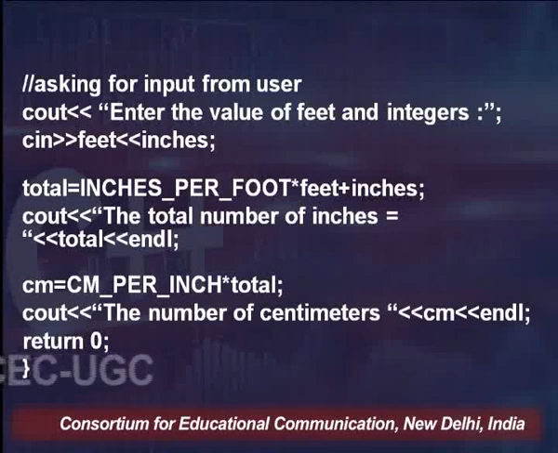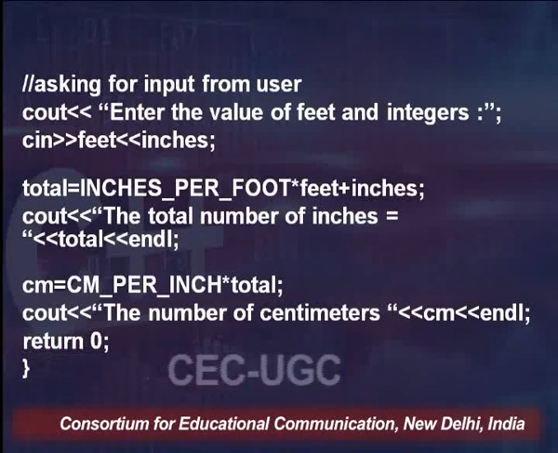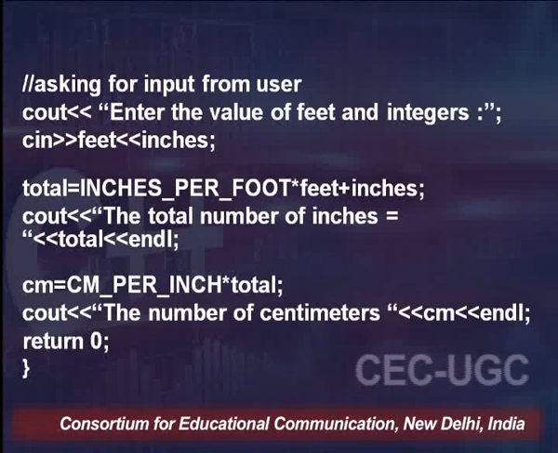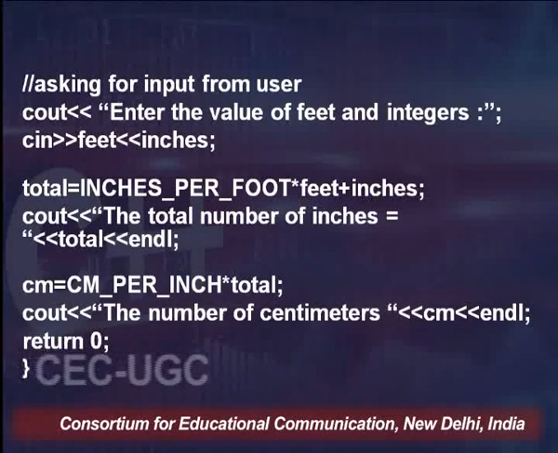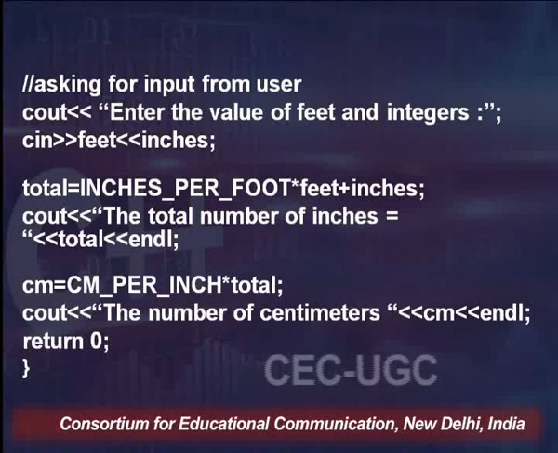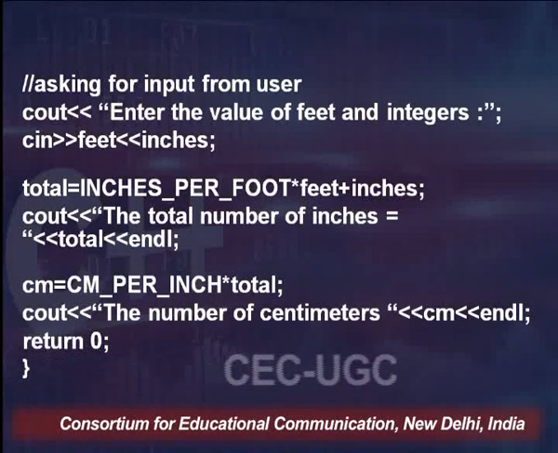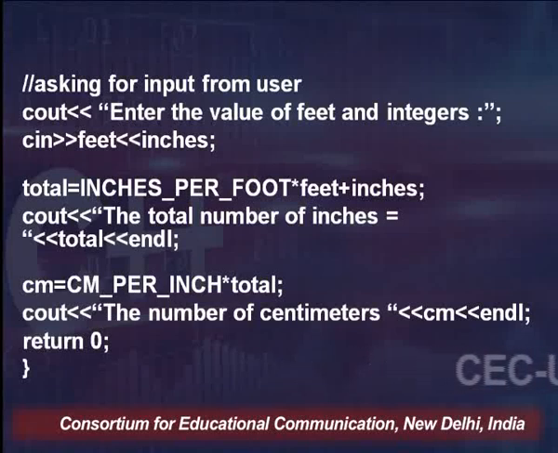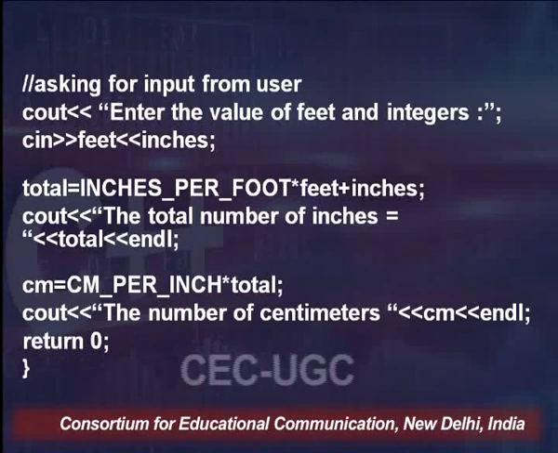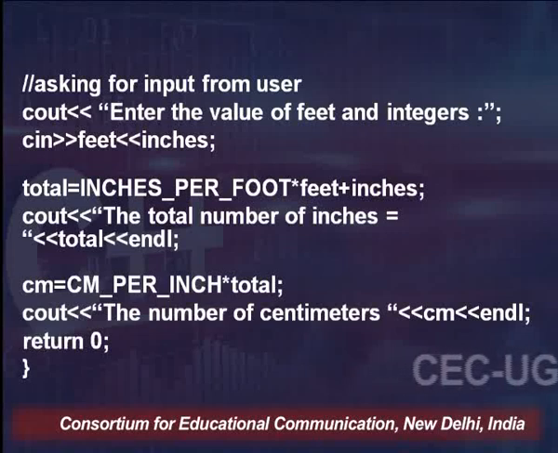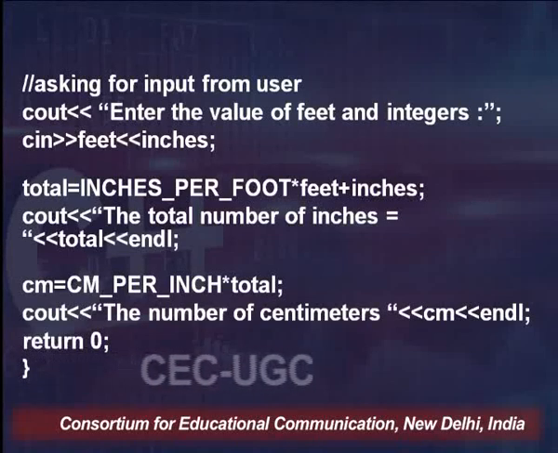Now total is what? Total is whatever the value of feet given by the user multiplied by the constant variable inches per foot, plus whatever the value of inches is given here. So with cin feet and inches, when my program asks for the value of feet and inches, two values will be given by the user, and these two values will be assigned to the variables feet and inches respectively by the operator cin.